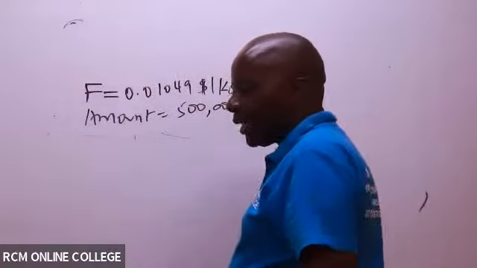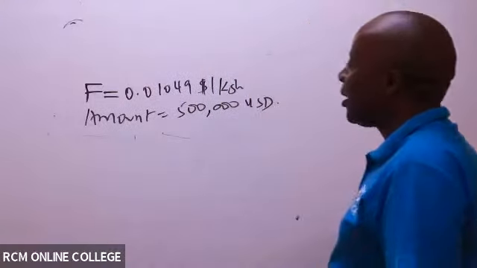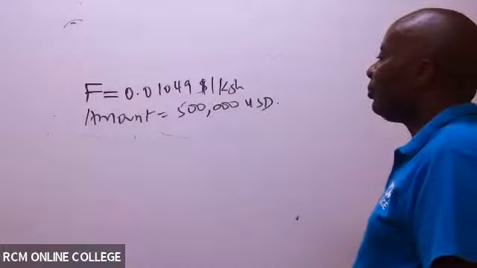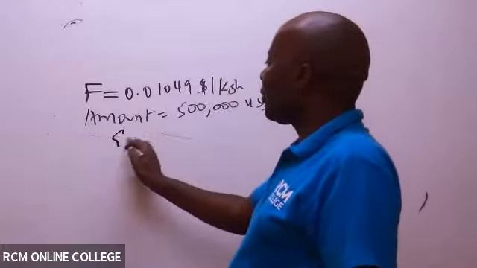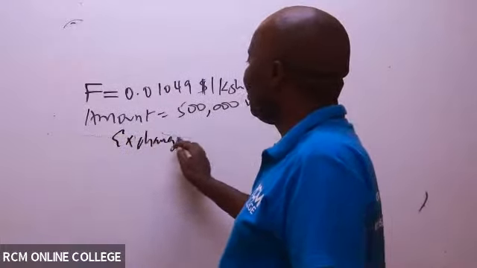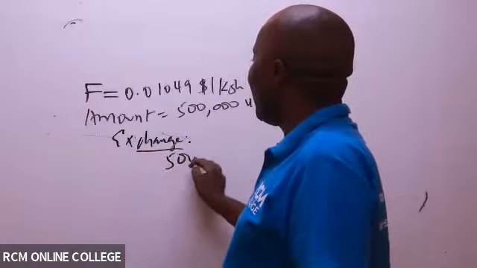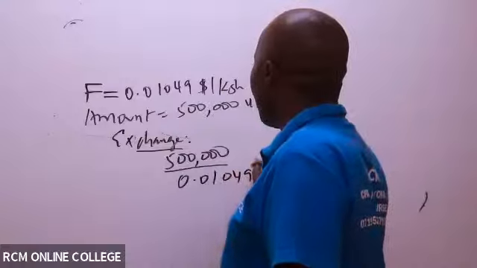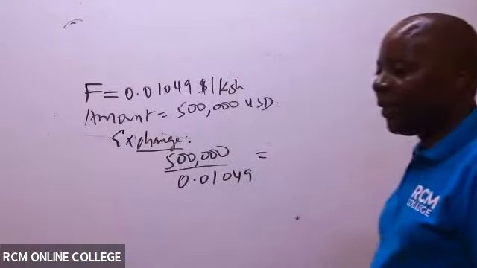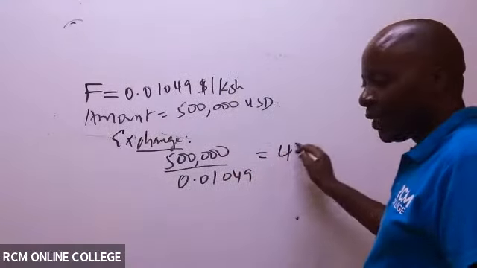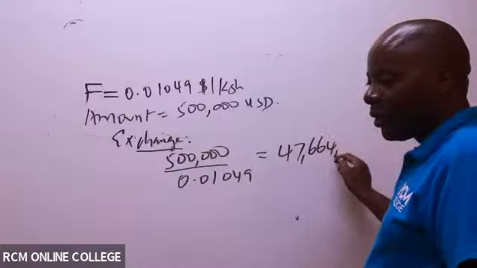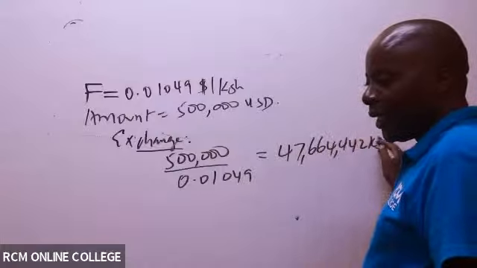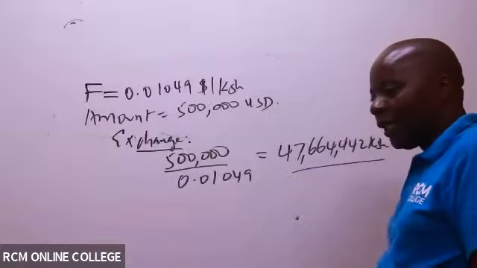Great, I'll be able to answer that question. So exchange. It will be 500,000 divided by 0.01049, which is 47,664,442 Kenya shillings.